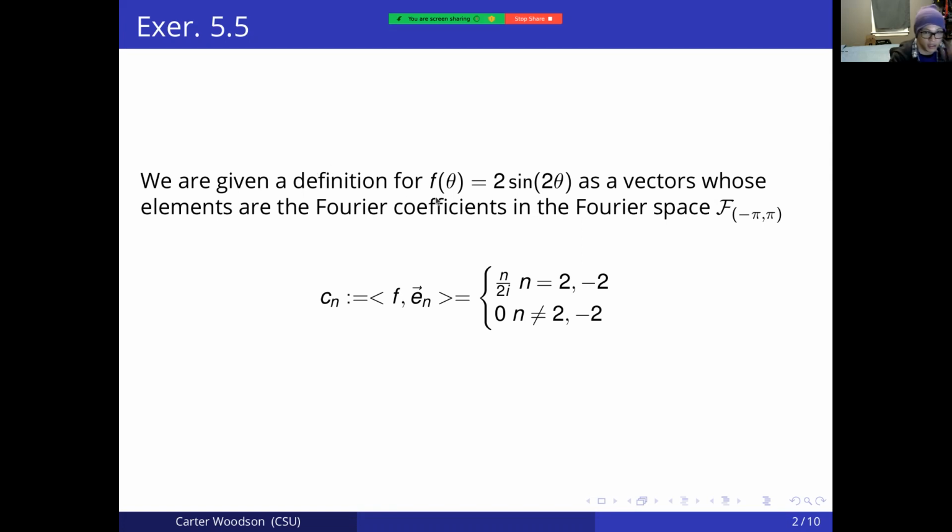We're also given the Fourier coefficients for our function as 2 over 2i if n equals 2, and minus 2 over 2i if n equals minus 2. Everywhere else, our Fourier coefficients are 0.